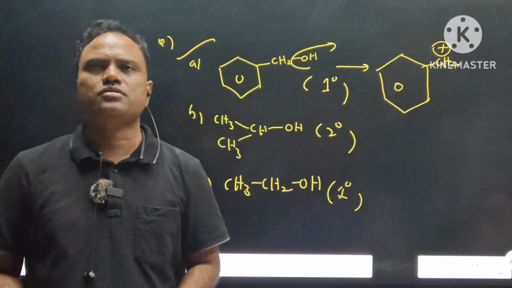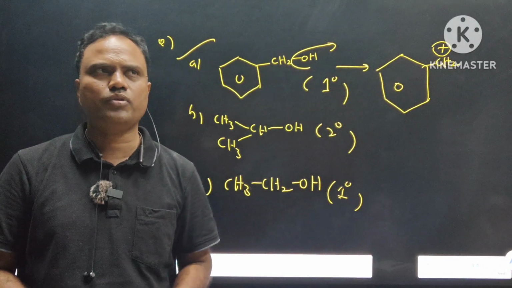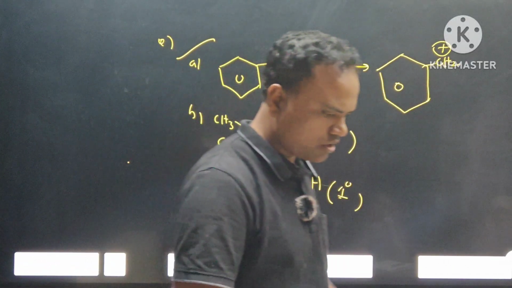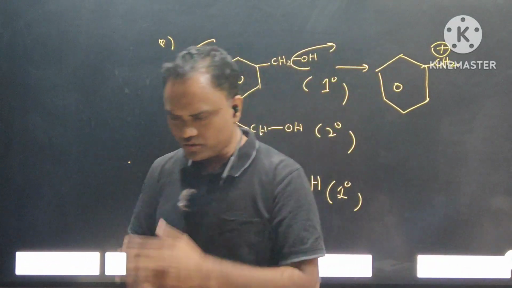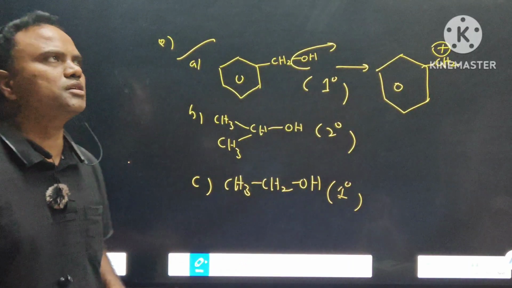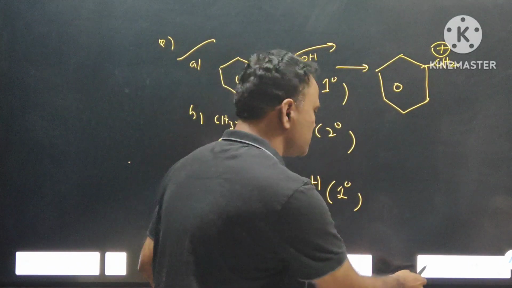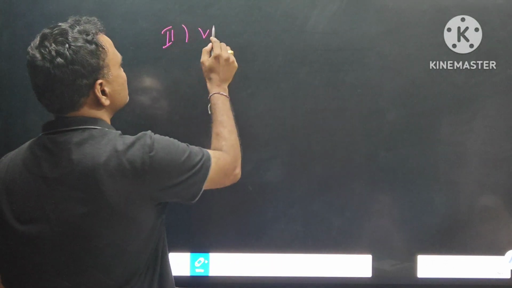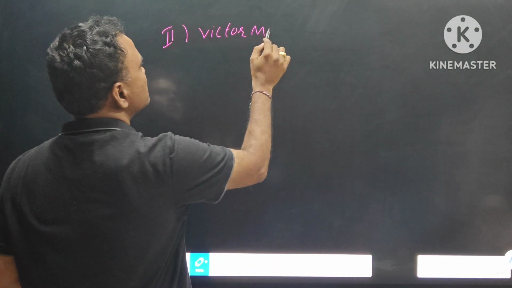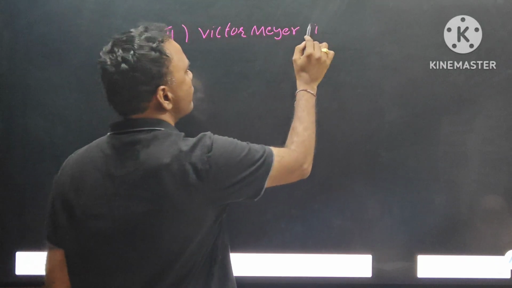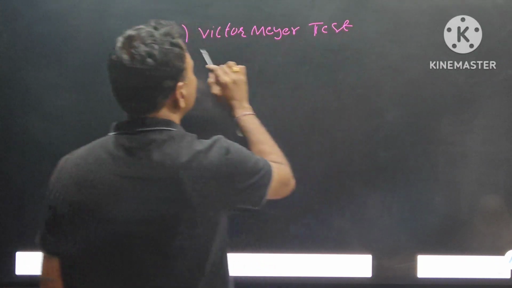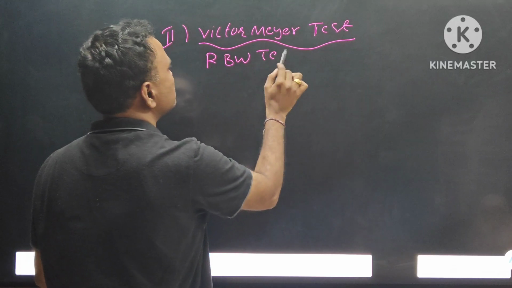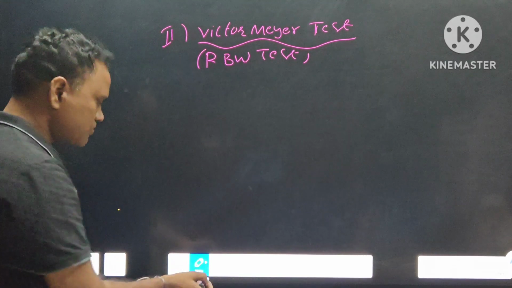Right, this is about the Lucas test. Which of the following reagents or reactions is used to distinguish alcohols? The first one is the Lucas reaction, Lucas reagent. The second distinguishing test is the Victor Meyer test. It is also called the RBW test.